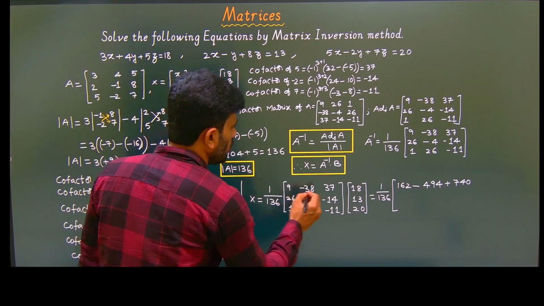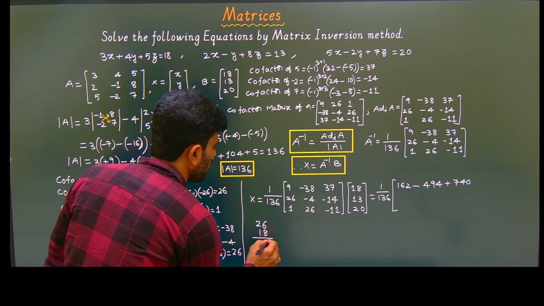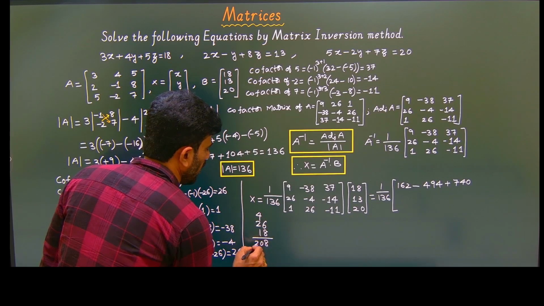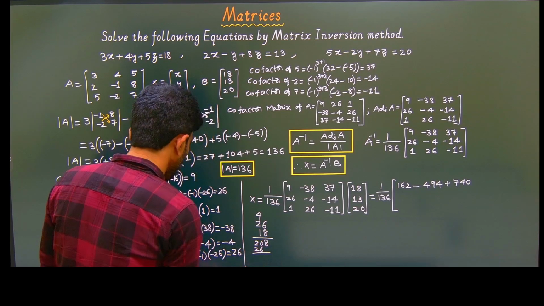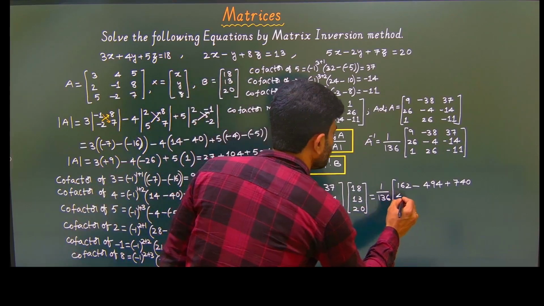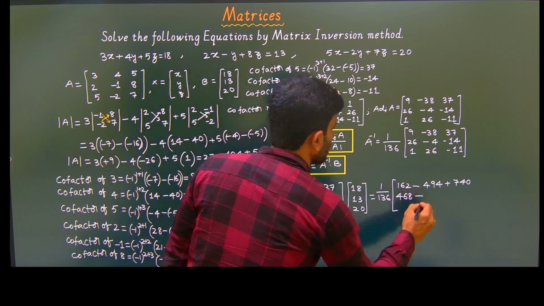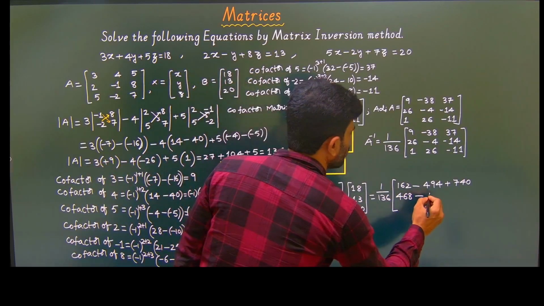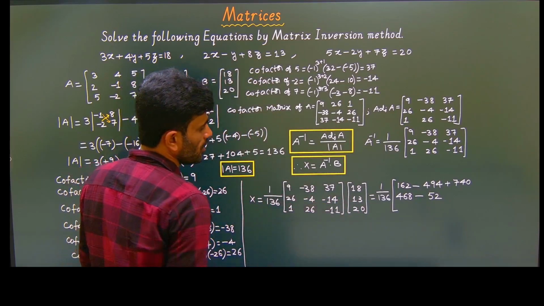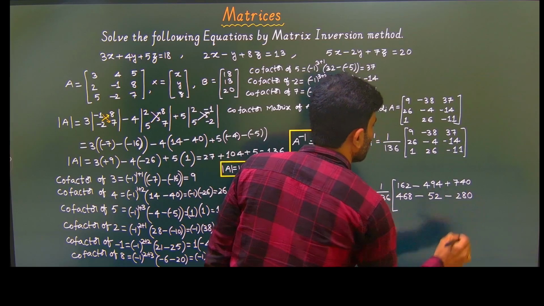Now to get the second element, we should multiply the second row and first column. That is 26 into 18, which gives 468. Again minus into plus, minus 4 13s are 52. Again minus into plus, minus 14 into 20 is 280, so it is minus 280.